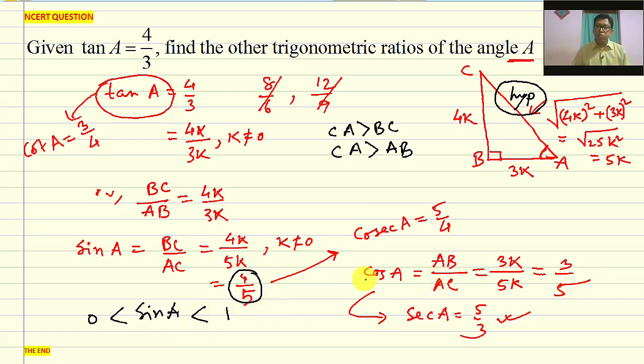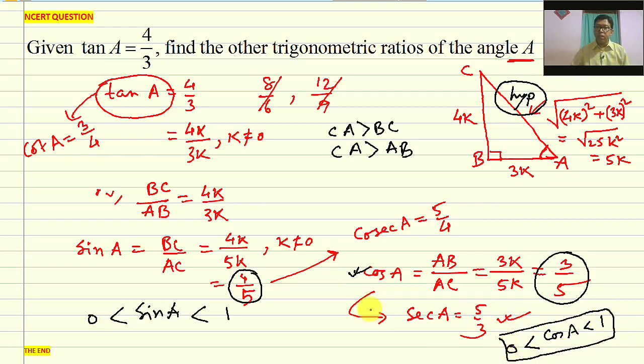Similarly, for cos A, this is a proper fraction. What is a proper fraction? It means the numerator is less than the denominator, because the base BA, or the adjacent side, is less than the hypotenuse. So the ratio of AB and CA will always lie between 0 and 1. So again, I can write 0 less than cos A less than 1. This is up to the 10th standard concept, but in your 11th standard, these will be modified.